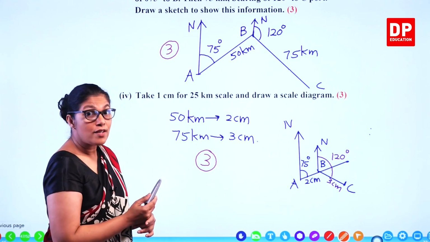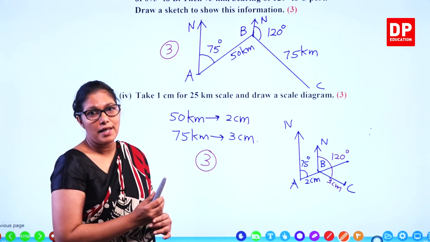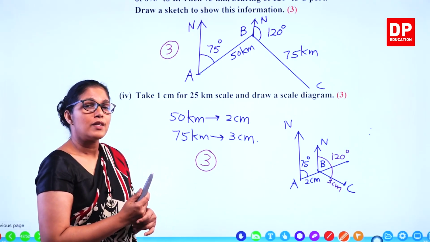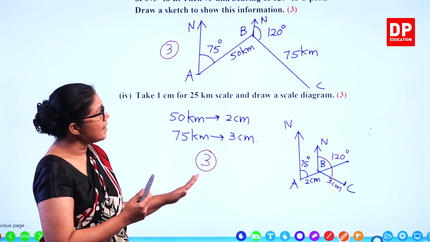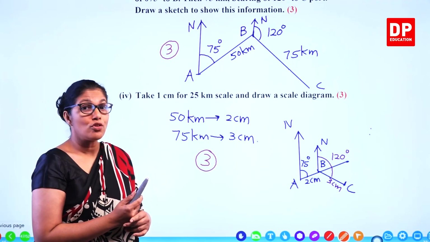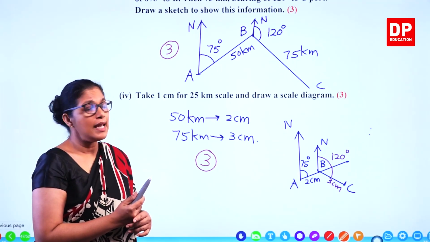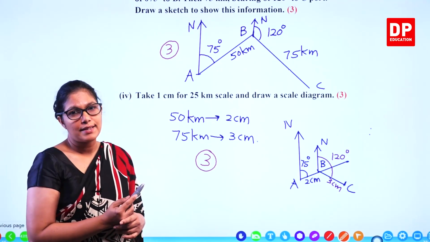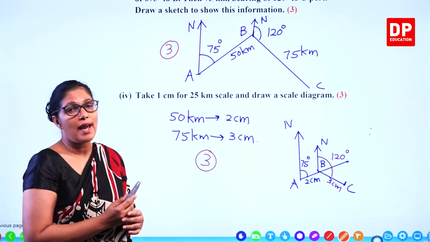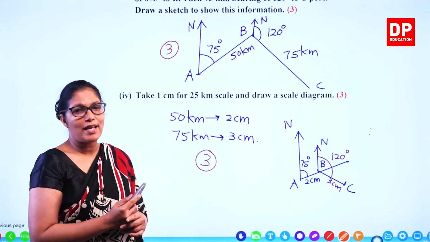So this is the last question in part B. So we completed the whole paper. You get 20 short questions and 8 long questions, but you have to select only 6 out of that. So complete it first and then you can watch my video to check your answers.